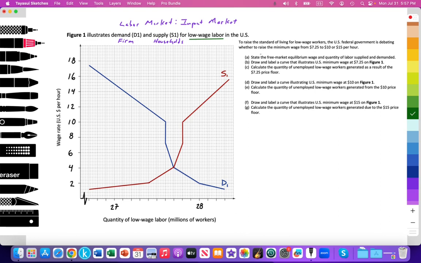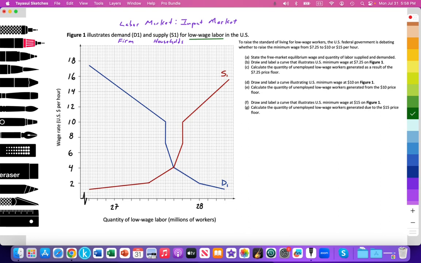So let's begin to answer this. It says here, to raise the standard of living for low-wage workers, the U.S. federal government is debating whether to raise minimum wage from $7.25 to $10 or to raise it up to $15 per hour. Here we have a set of questions. In this video, we'll go over A, B, and C. The next video will go over the next set.